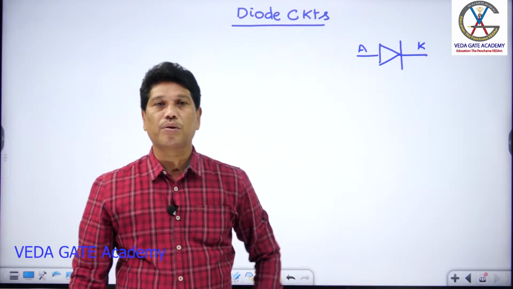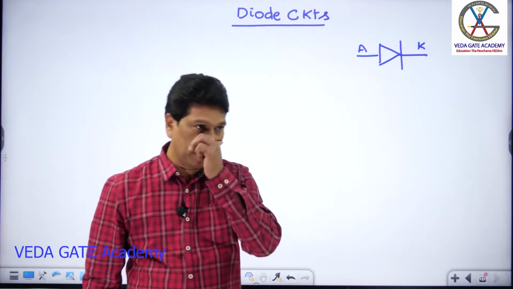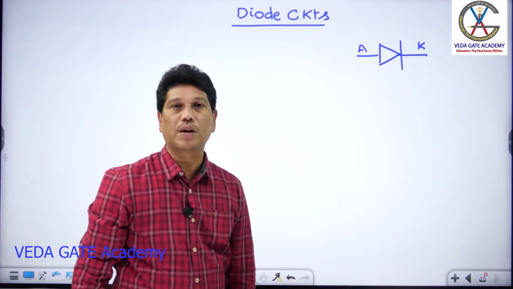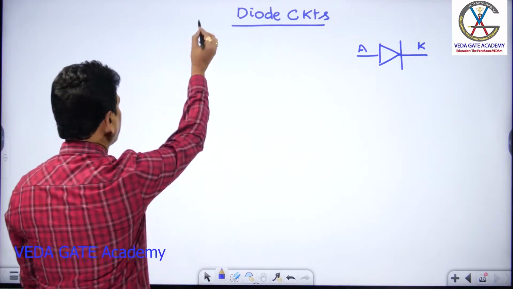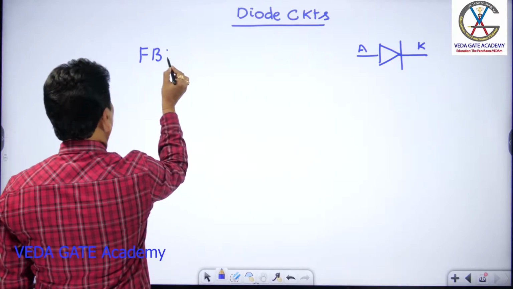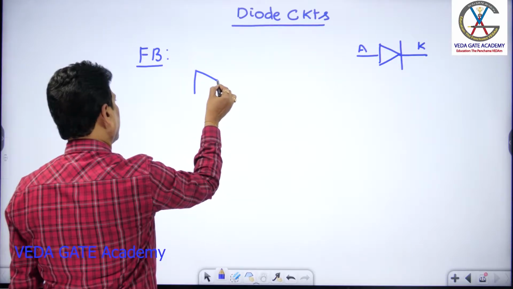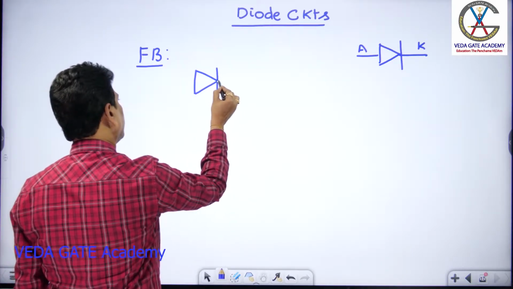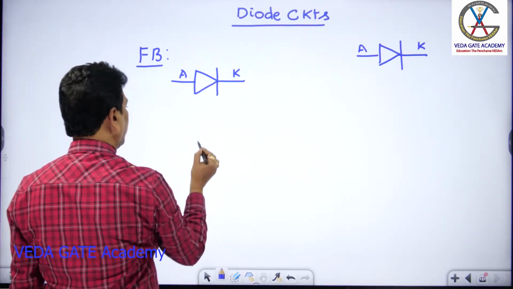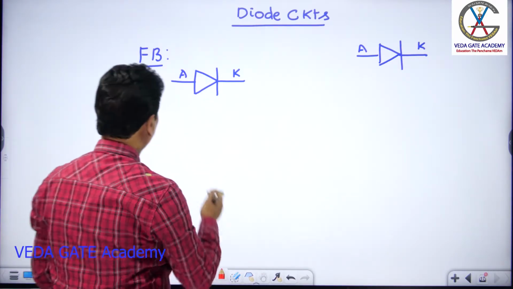So this diode can be biased in two ways: one is forward bias, the other is reverse bias. In the case of forward bias, the anode is kept at positive potential with respect to cathode. In forward bias, anode is maintained at a positive potential with respect to cathode, anode and cathode like this.